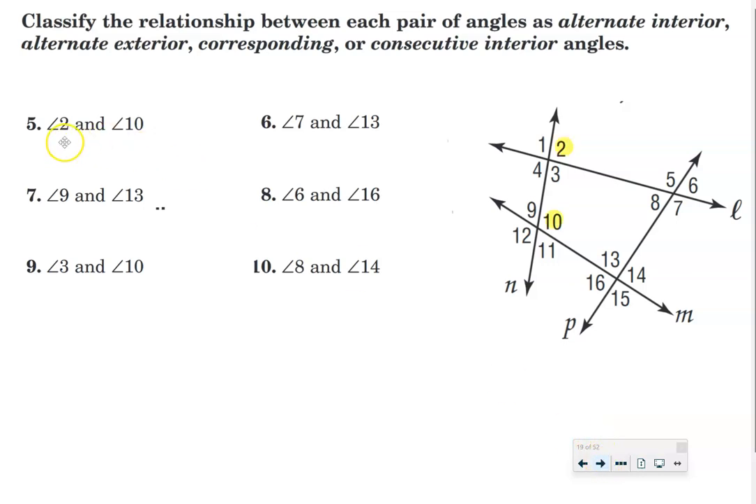5 says angle 2 and angle 10. So here the transversal is N. What type of angle pair would that be? Alternate interior, alternate exterior, corresponding, or consecutive interior? Okay, that's going to be corresponding angles.